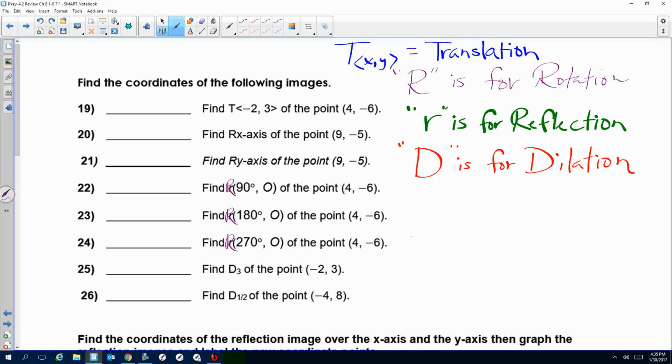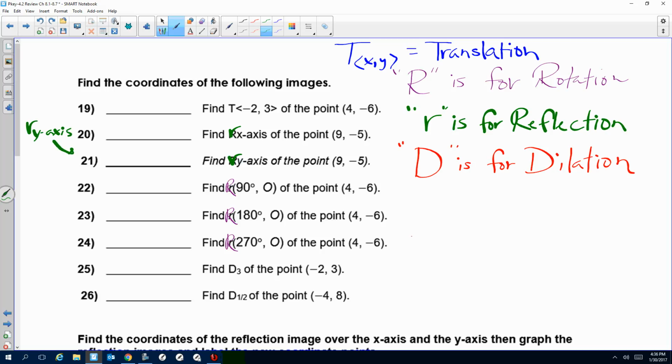And then when we get to 20, this is reflection. This should be, oops, I'm using the wrong color. Oh no, this should be a lowercase r, okay? And this should be a lowercase r. So really this is basically saying r and then a subscript y-axis, okay? And that would be for 20, 21. And the x-axis for 20.